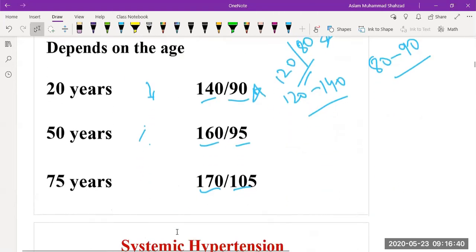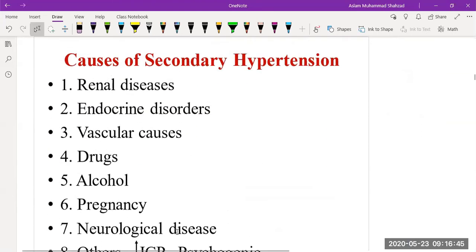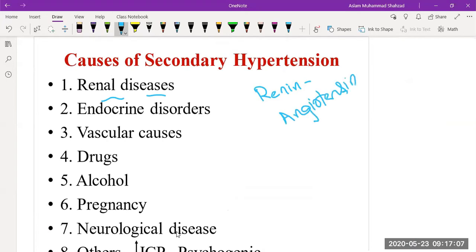So we discussed the definition, the normal limits, the classification, and the risk factors. Then, what are the causes of secondary hypertension? Secondary hypertension could be caused by renal disease. As we know, there is our system: renin, angiotensin, aldosterone. Aldosterone is the hormone that will be released, and the renin-angiotensin-aldosterone system is responsible for the retention of sodium and water.